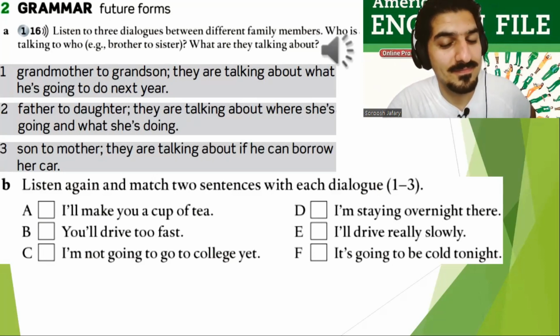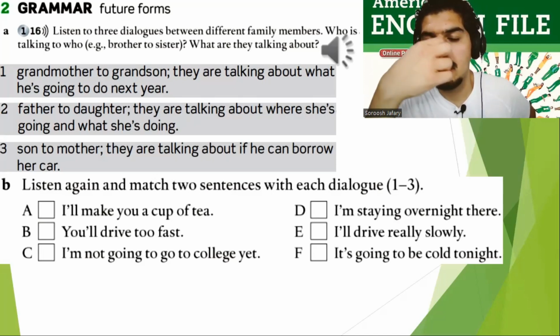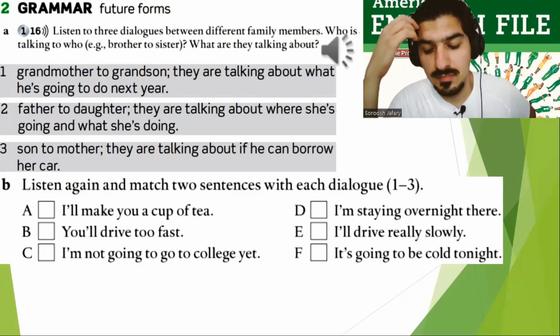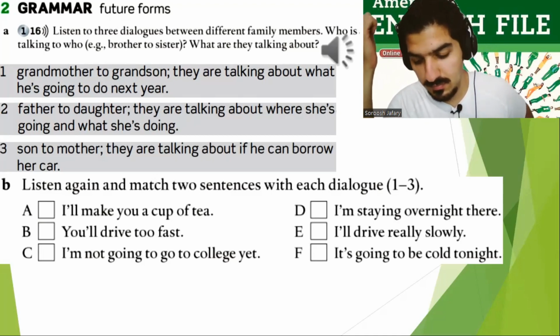3. Can I use your car tonight? No, you can't. You said you didn't need it. Why can't I borrow it? Because you won't be careful. You'll drive too fast. I won't. I promise. I'll drive really slowly. I'll be really careful. Well, all right. Thanks. See you.